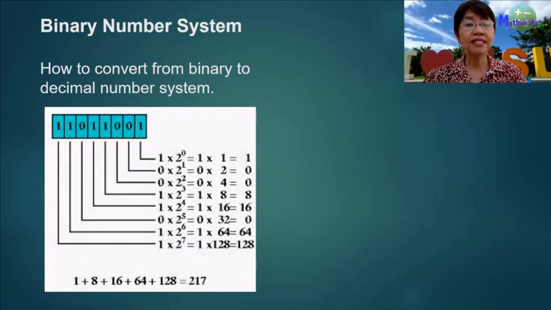So all of these place values represent numbers which are to be added together to get the number in our decimal system. So we have 1 plus 8 plus 16 plus 64 plus 128 is equal to 217. So this number is simply 217.